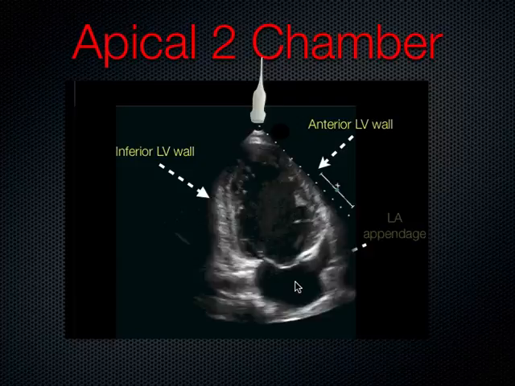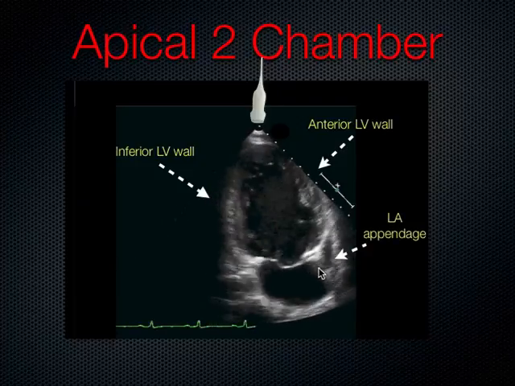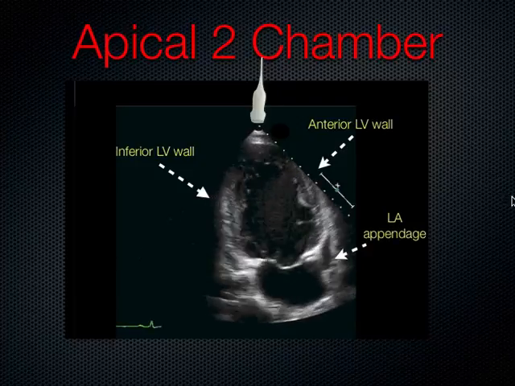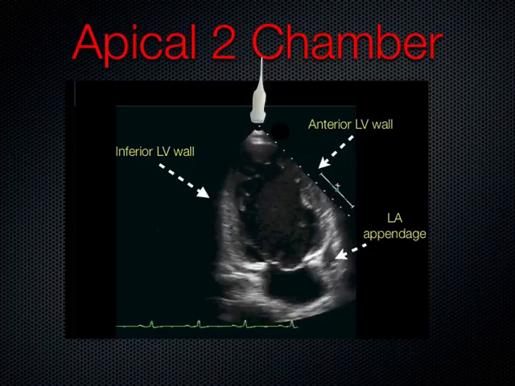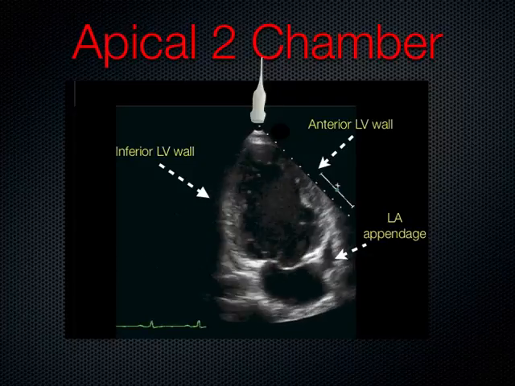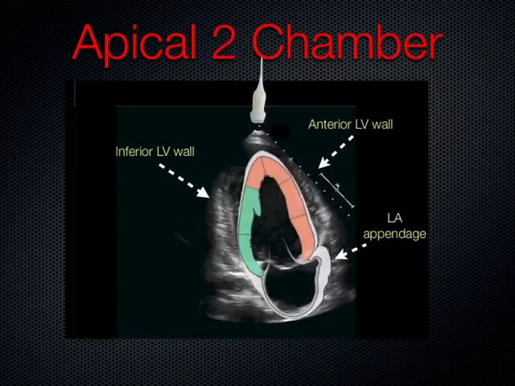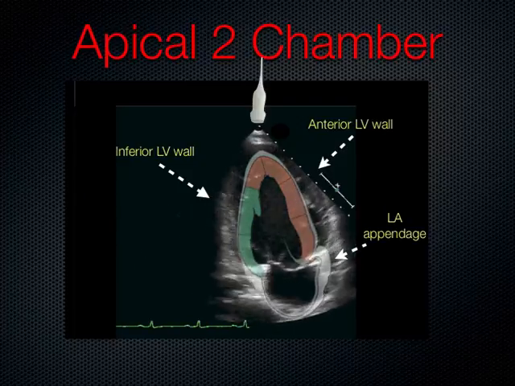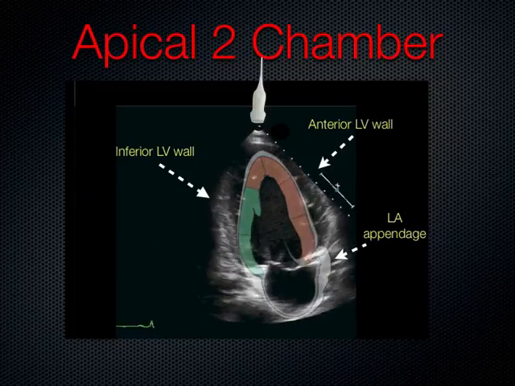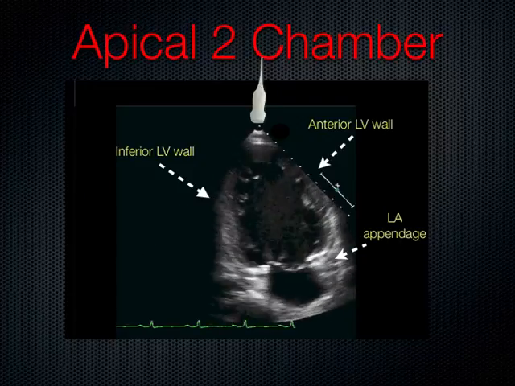We can also see the left atrium and the left atrial appendage on this apical 2-chambered view. So if you just wanted to focus on the left atrium and left ventricle, this would be the view to get. And I know that's a new view we didn't talk about last year, but it's one that comes up more and more when you're looking at contractility.